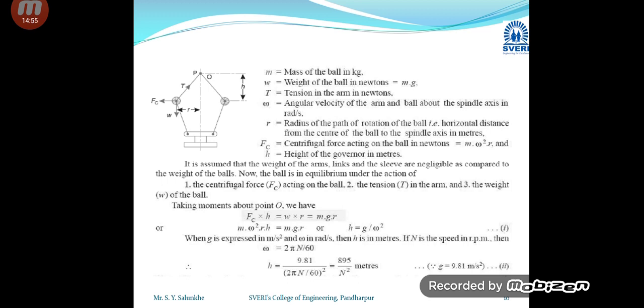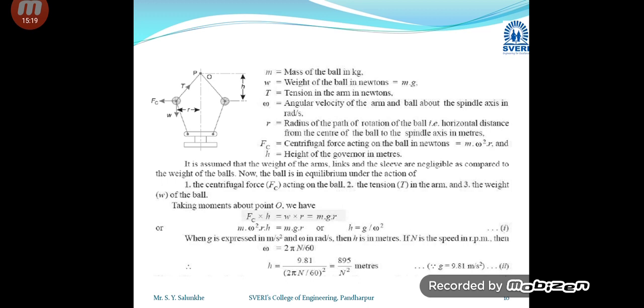Now, when we consider the equilibrium condition, the centrifugal force is acting in the outward direction, whereas tension is generated in the arms. Because these forces are acting, we can take moments, and we can take this moment at point O.